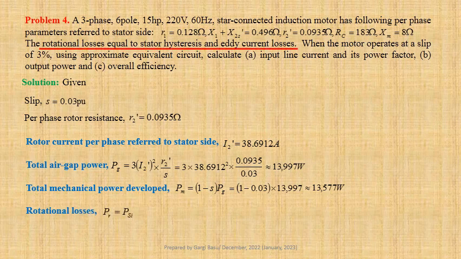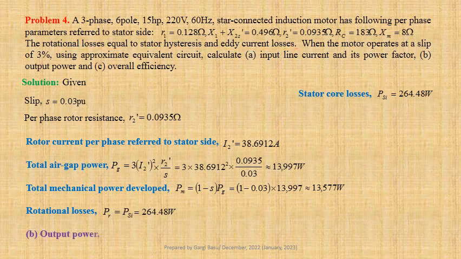According to the problem statement, rotational losses PR equals PSI. We have computed stator core losses PSI equals 264.48 watt. Therefore, PR equals 264.48 watt. Let us now determine output power. PO equals PM minus PR. Using values we get 13,577 minus 264.48, that is equal to 13,312.52 watt.